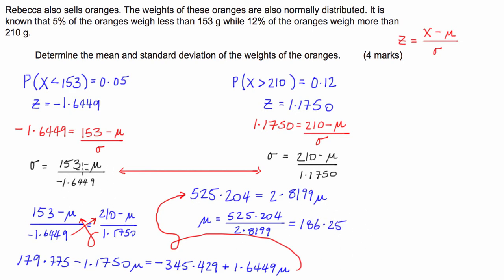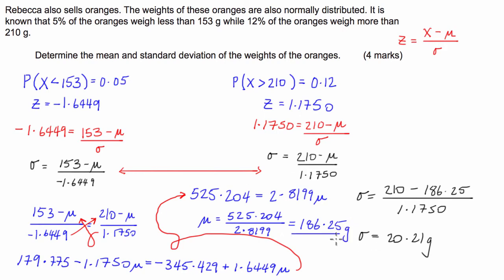To find the standard deviation is relatively easy. I can just stick it into each one of these formulas. So I can say that, I'll put it in a different color. The standard deviation is going to be equal to 210 minus the mean that I've just figured out, divided by the z-score, which makes the standard deviation equal to 20.21, and that's going to be in grams, as well as the mean is also in grams. So there's our mean, 186.25, and there's our standard deviation, 20.21.